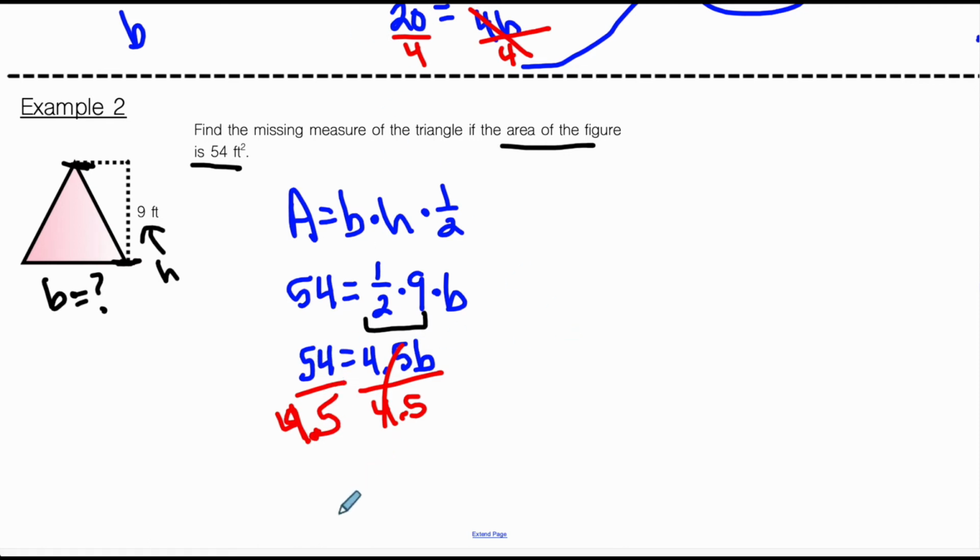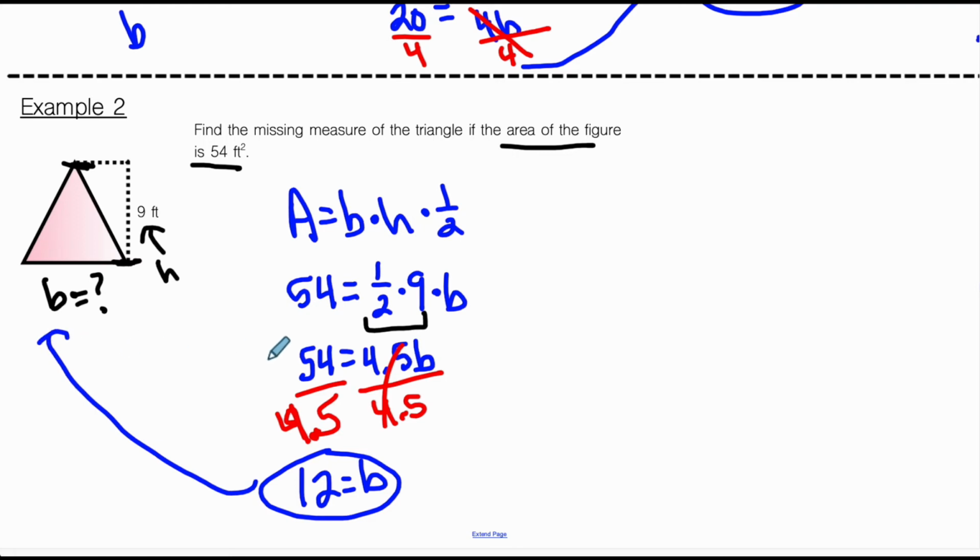That leaves us with a final answer here. 54 divided by 4.5 is 12. And 12 feet, that's what this base is. It's 12 feet. If you're using a calculator for division or for other steps, it's fine.